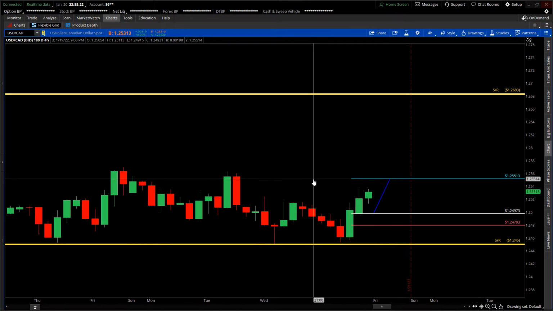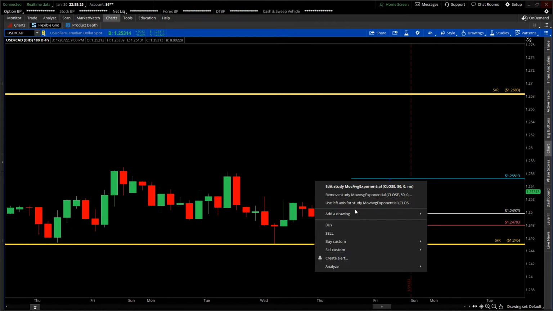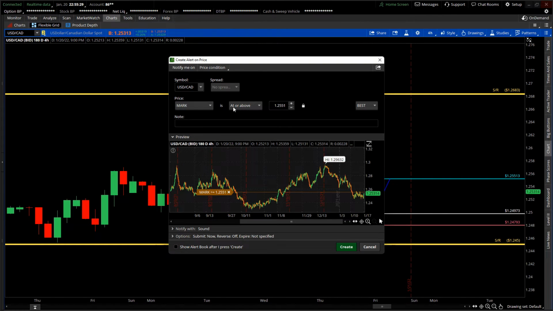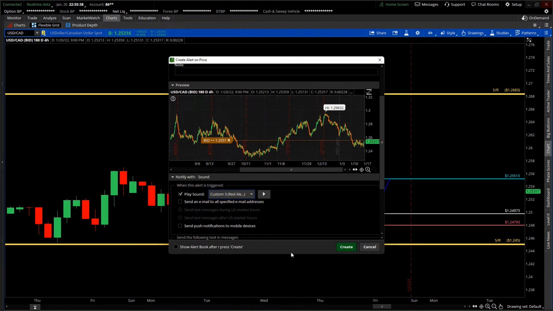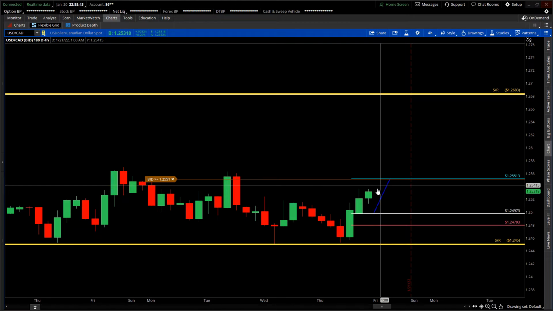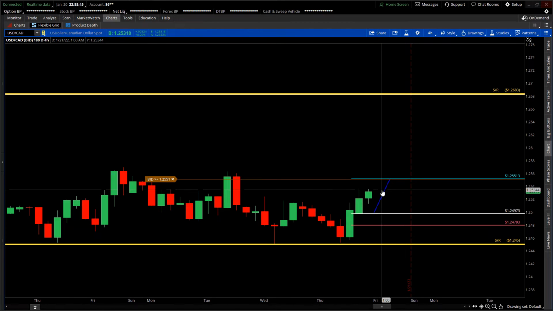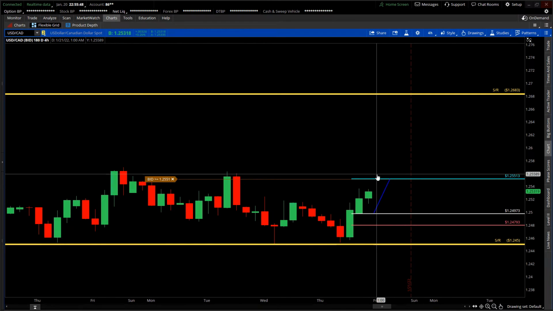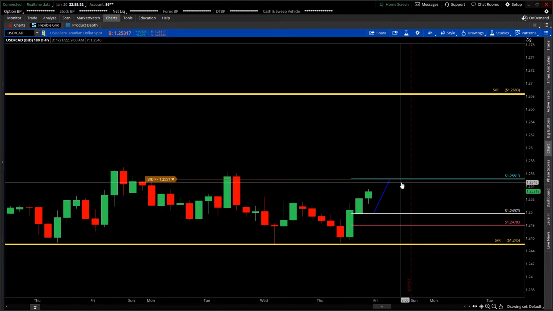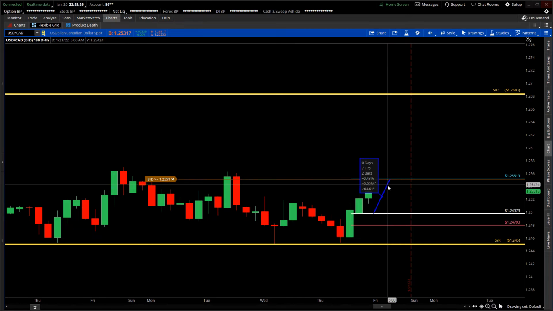So what I'll do is I will create an alarm just to notify me that price is approaching this level, and for me to reevaluate the trade. If price does break above it and stays above this level, or even if it ranges or consolidates, I'll most likely stay in the trade.